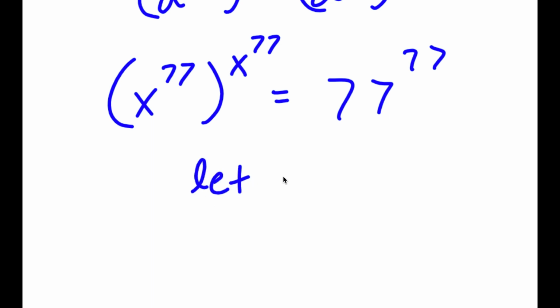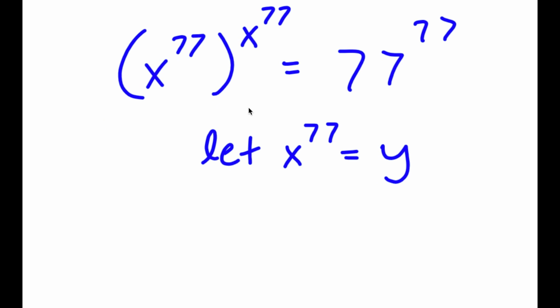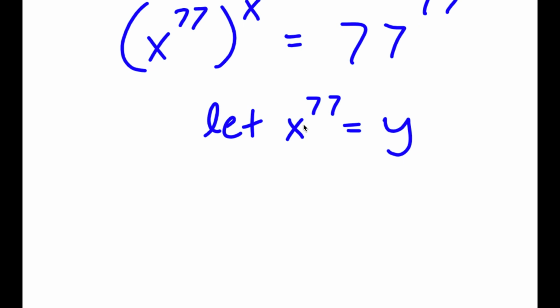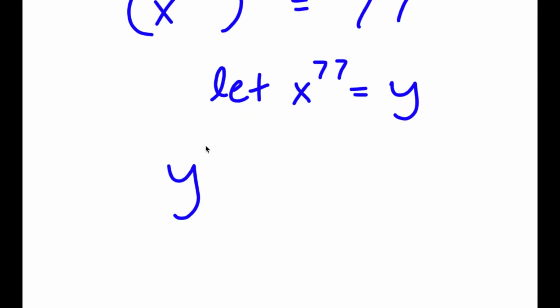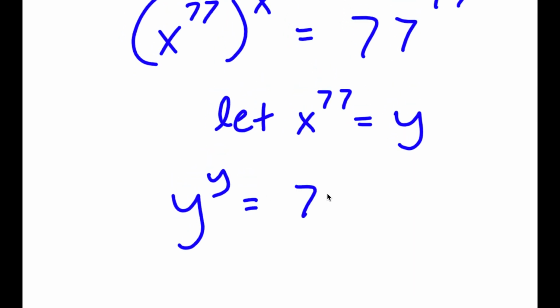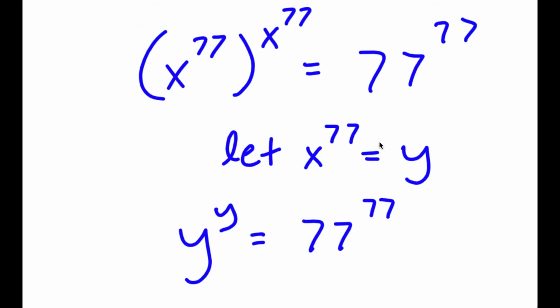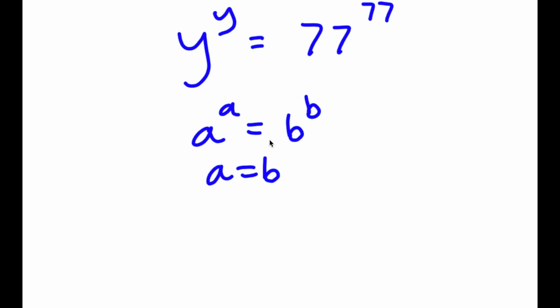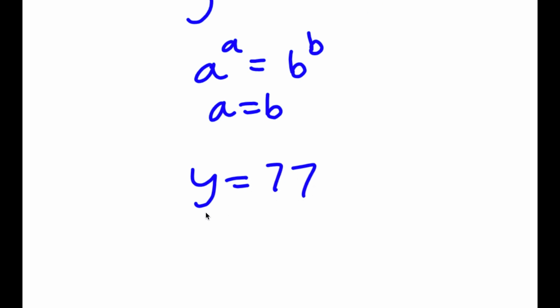Now I'm going to let x to the power of 77 equal to the variable y. So now if I substitute in y for x to the power of 77, I get y to the power of y is equal to 77 to the power of 77. Now, if I have something in the form a to the power of a is equal to b to the power of b, this means that a is equal to b. So in this case, y to the power of y equals 77 to the power of 77. This means that y equals 77.